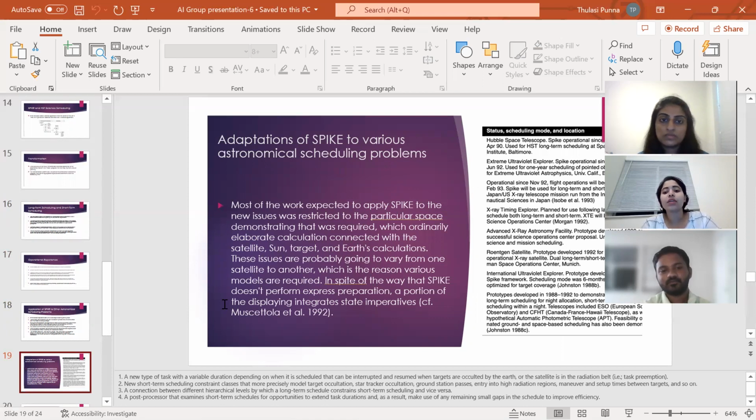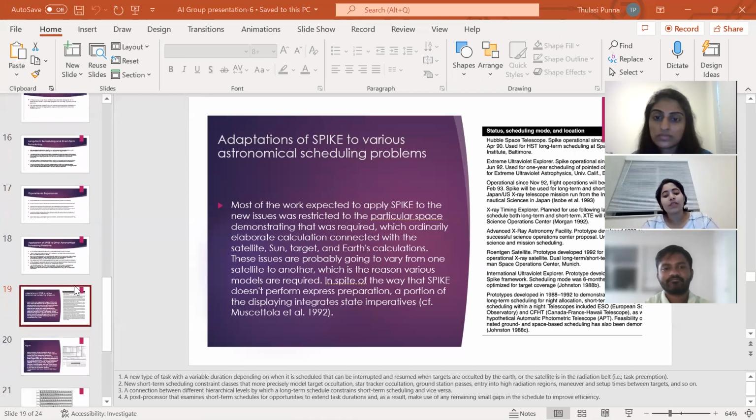The main prototypes were developed in 1988, and it was short-term scheduling for scheduling within the night. And the telescopes include ESO and the observatories and the CFHT, as well as the automatic photometric telescope. And the post-processor that examines the short-term schedules offers opportunities to extend task durations, and as a result, makes use of many remaining small gaps in the schedule to improve efficiency.